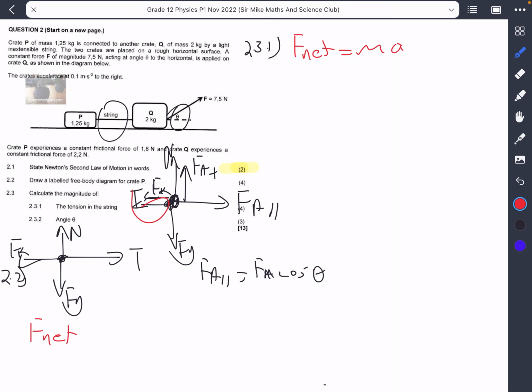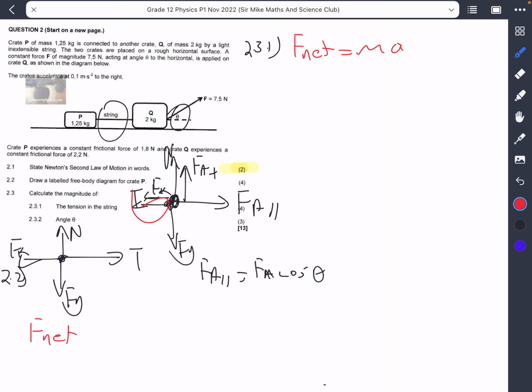Now we know that of course F net would be the sum of all the forces that are acting on that particular dimension. In this case, our crate is accelerating in that horizontal dimension. So what forces do we have in that dimension? We have friction, we have tension. All right, so those are the only forces acting on the horizontal dimension. I'm just going to choose going to the right as positive, and going to the left as negative.